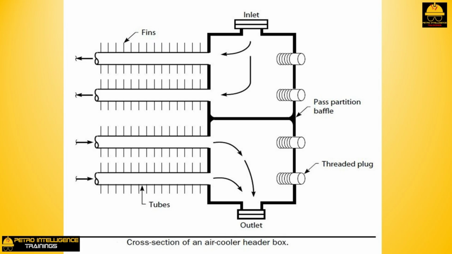The pass partition baffle shown in picture makes this cooler a two-pass exchanger. These baffles are subject to failure due to corrosion. More often, they break because of excessive tube side pressure drop. The differential pressure across a two-pass pass partition baffle equals the tube side delta P. Once the pass partition baffle fails, the process fluid may bypass the fin tubes, and cooling efficiency is greatly reduced.